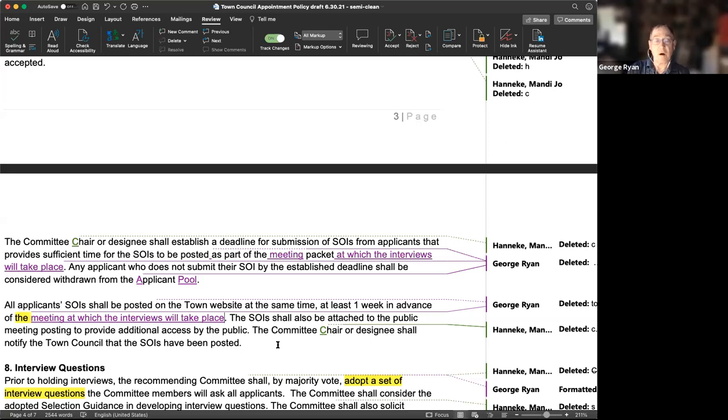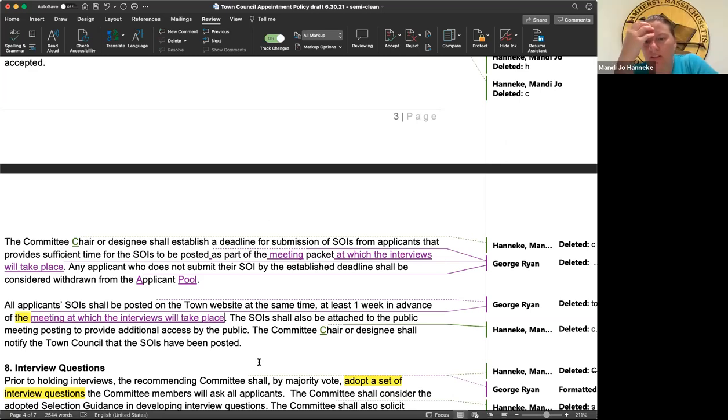So what this says at the moment is that the SOIs are posted as part of the meeting packet at which the interviews will take place. And it says that these SOIs will be posted on the town website all at the same time, at least a week in advance of the meeting at which the interviews will take place.